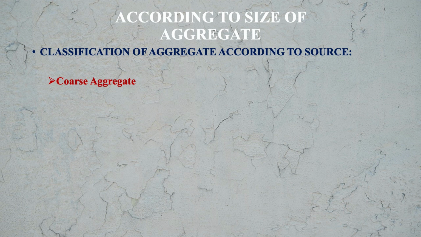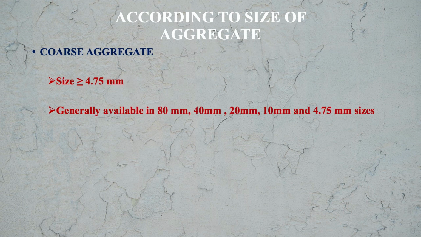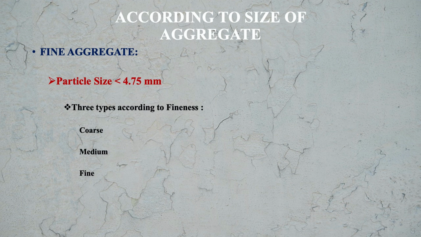Now second criteria is according to size of aggregate. According to size of aggregate, you can classify aggregates in two categories. One is coarse aggregate, another is fine aggregate. What is coarse aggregate? If the size of the aggregate is equal to or more than 4.75 mm, then it is called coarse aggregate. Generally, these aggregates are available in the size of 80 mm, 40 mm, 20 mm, 10 mm and 4.75 mm. Fine aggregates are the aggregates which have particle size less than 4.75 mm.